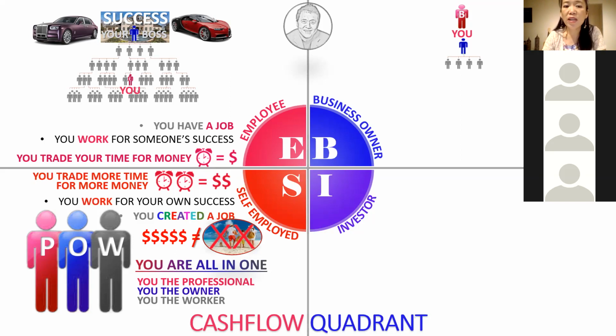Like they can be an employee earning money from working for someone part-time, and then they might have a small business that they work for someone else as well. So that's an S quadrant, right?